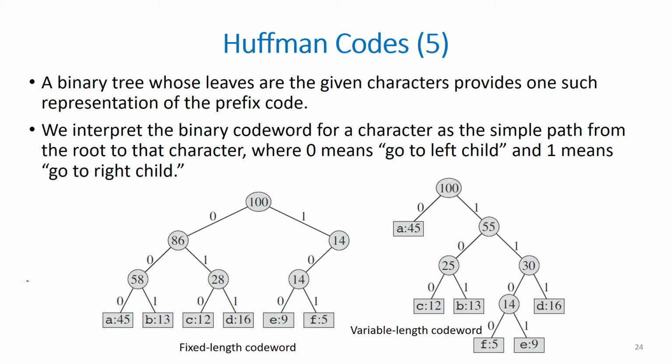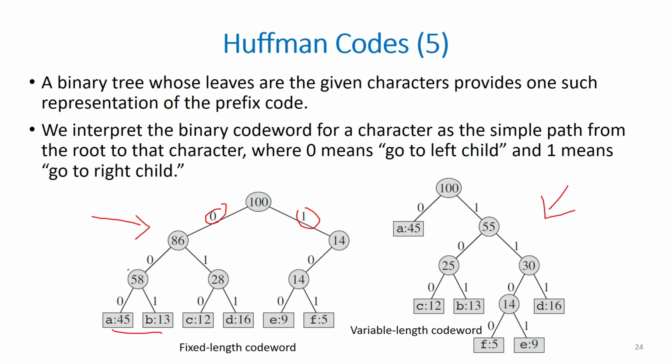Prefix codes can be represented as binary trees, where the leaves represent each character in the file. If we interpret a left child link to be coded as 0 and the right link to be coded as 1, we can represent our example using the following binary trees. The left tree is for the fixed length coding, and the right tree is for the variable length coding.